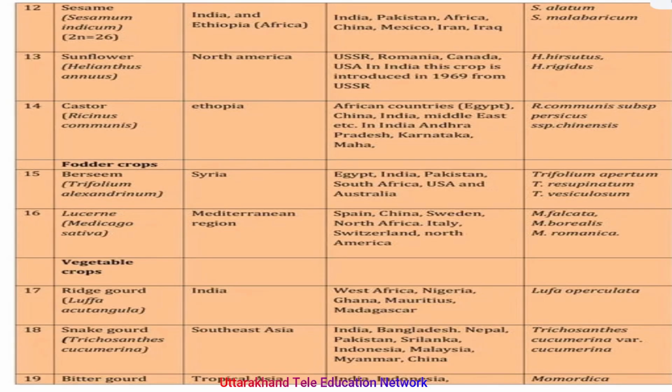Next one is snake gourd. Center of origin is Southeast Asia and widely distributed in India, Bangladesh, Nepal, Pakistan, Sri Lanka, Indonesia, Malaysia, Myanmar and China. And next one is bitter gourd, and its center of origin is tropical Asia and widely distributed in India and Indonesia, etc.